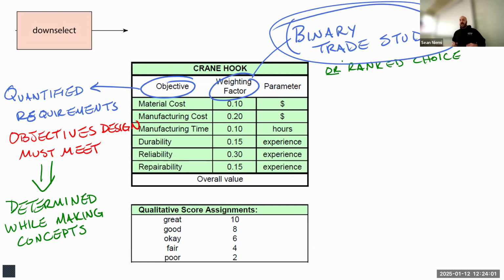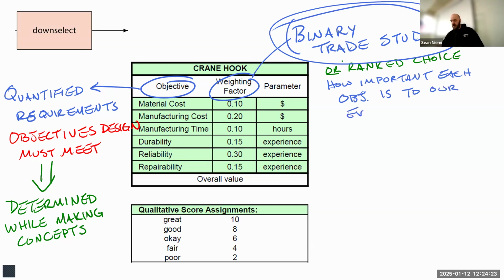But essentially, the weighing factor is saying how important each objective is to the evaluation. All right. And the third thing right here is going to be our parameter.